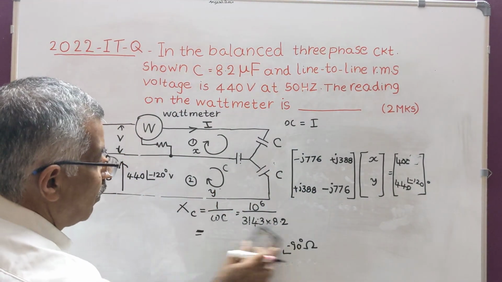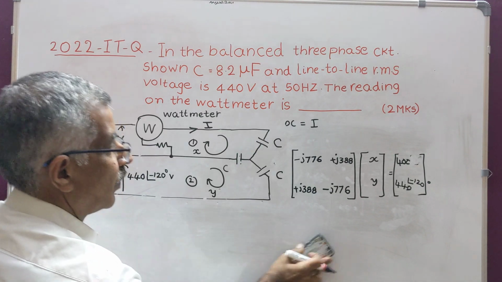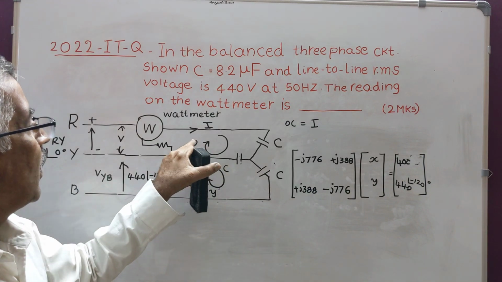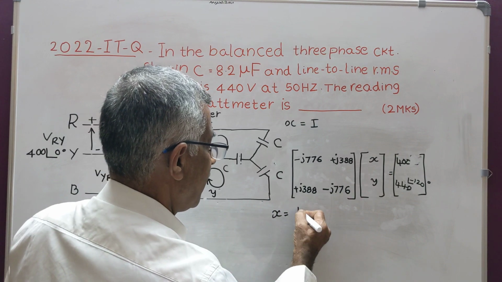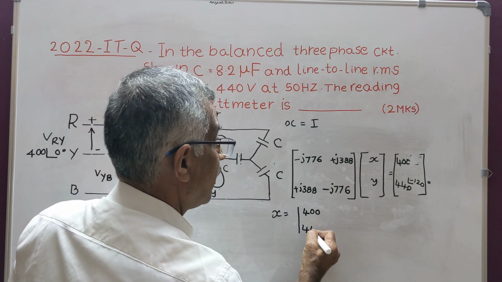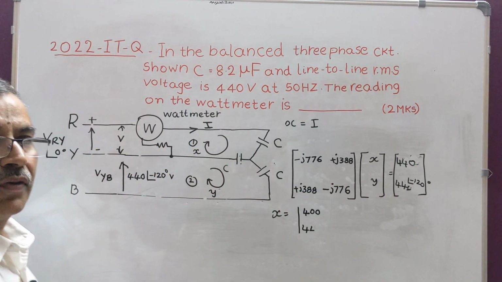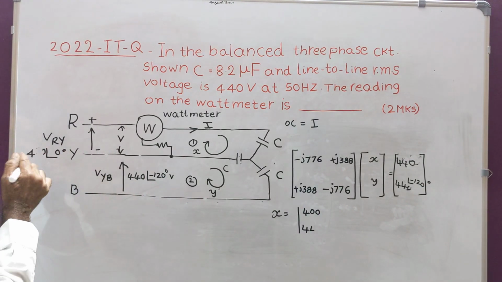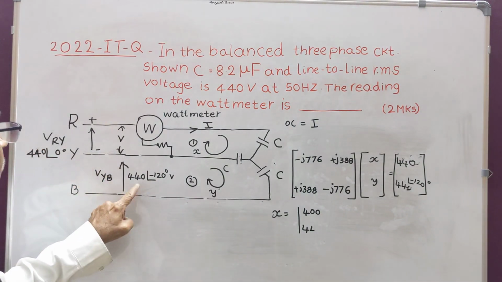Now you have to calculate x, because y is not required. I am interested in x because x is the same as I. So how to find x? x is equal to determinant 440. Sorry, not 400, 440. So it is not 400, it is 440. Sorry, and here also I have written this as 400. Please make the correction: 440, 440, 440.